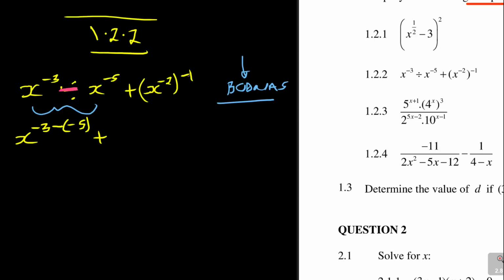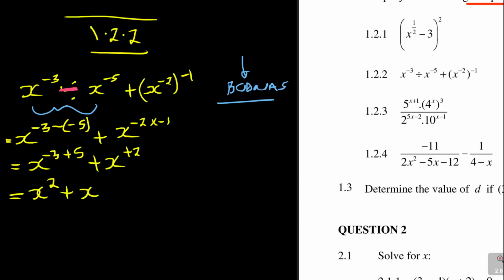And then plus, now these two, they multiply in exponents. You multiply this times that. Okay, so what I'm going to be having is x to the power of negative 2 times negative 1. So now when you simplify that, you've got equal to x to the power of negative 3 plus 5 plus x to the power of positive 2, or 2. You can leave out that positive. So you have got, in this case, x to the power of 2 plus x to the power of 2.